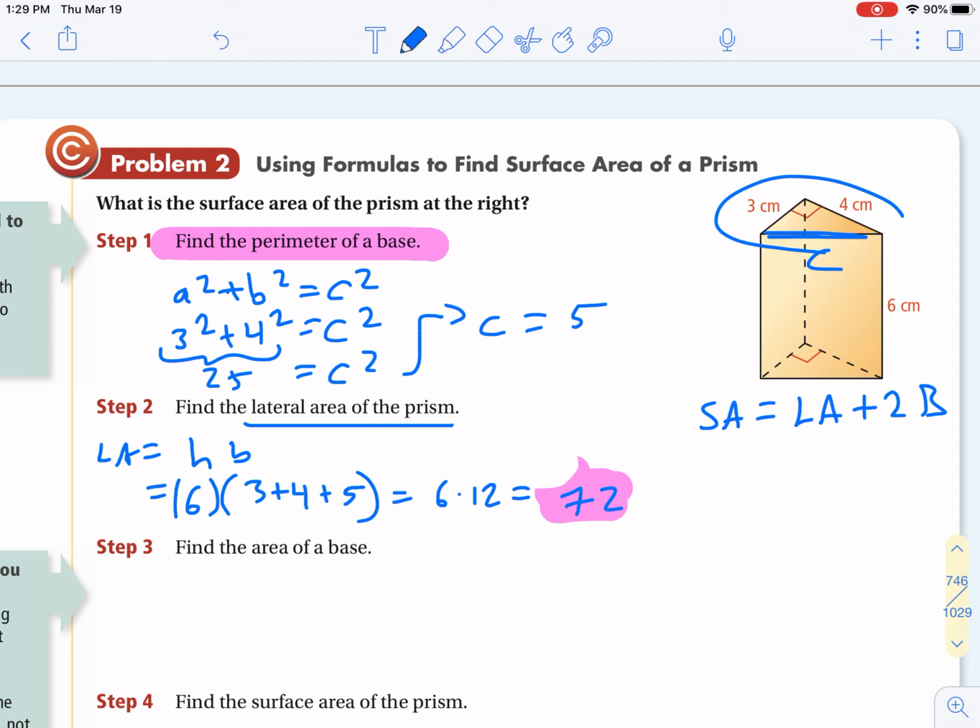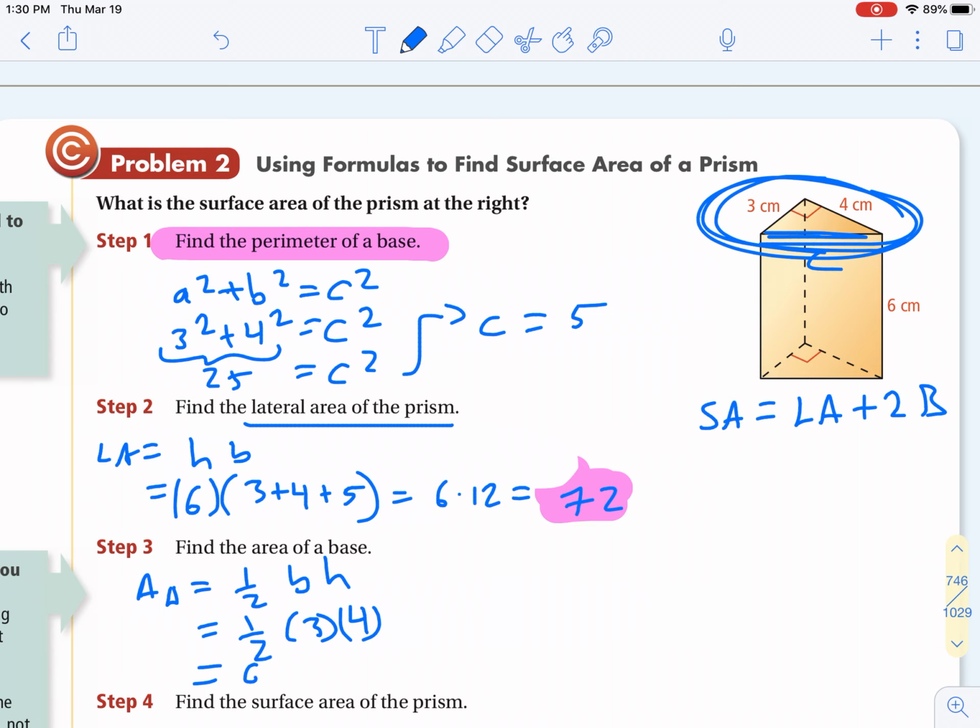And then let's go find the area of the base. Well, let's talk about this guy. Since we're looking at a right triangle, we can use the area of a triangle formula, which is half times base times height. I'm going to say half. I can say 3 is my base of the triangle. Height is 4. And so we are left with 6.